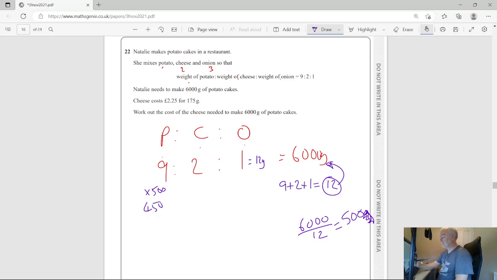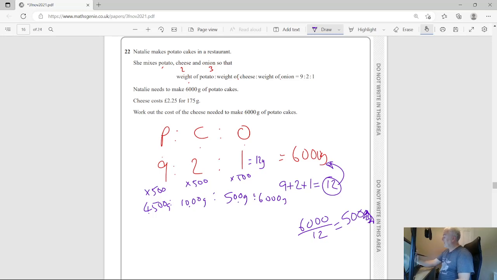That gives me 4,500 potato. Times this by 500, that gives me 1,000 grams of cheese. And I'm going to times this by 500, and that gives me 500 grams of onion. If we work it all out, 4,500 plus 1,000 gives me 5,500 plus 500. That does now equal 6,000 grams.